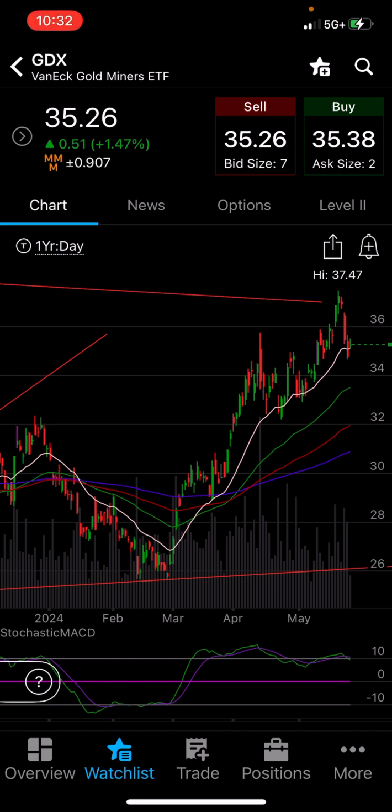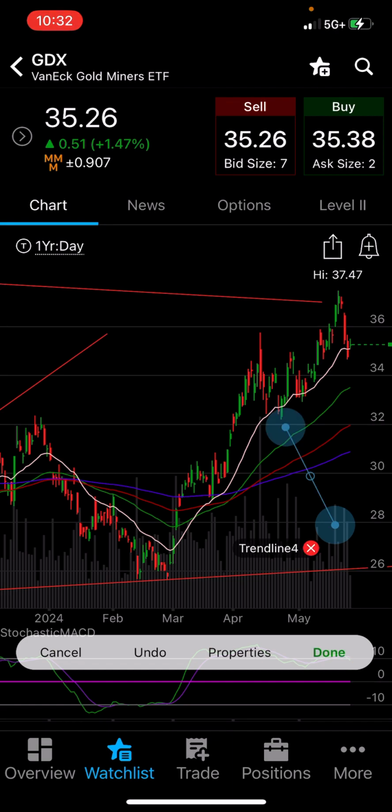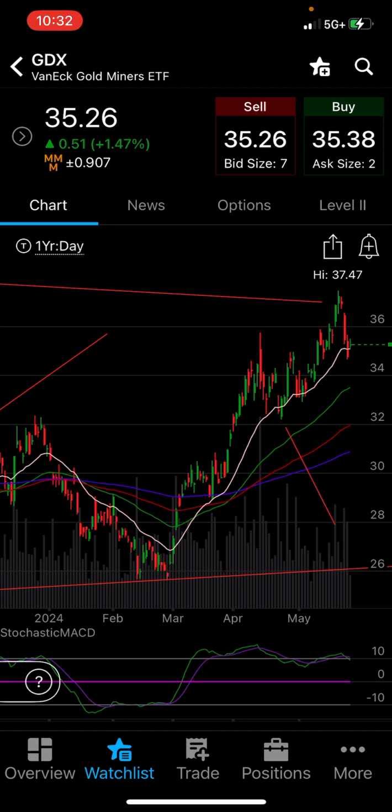Now, one thing I want you to notice is GDX doesn't really respect EMAs, so you can only use EMAs as a general direction. You can see right here, it respects price action. So here's just one great example: it came down to 32, held $32, and then has since bounced off. So just use EMAs for this particular stock as a general direction.